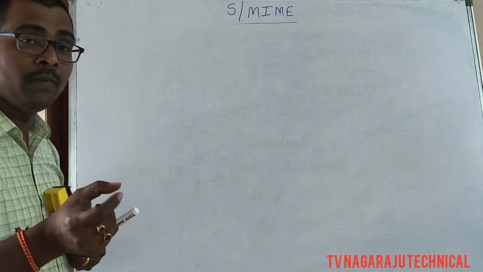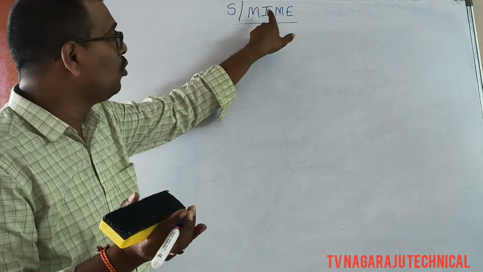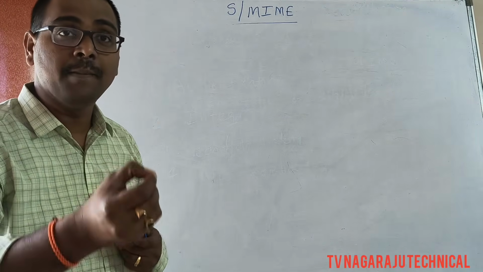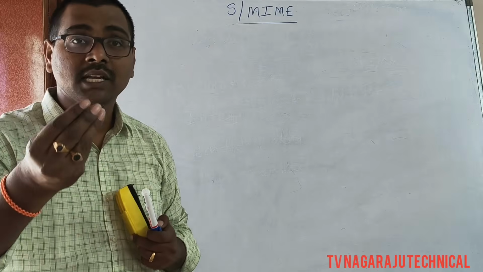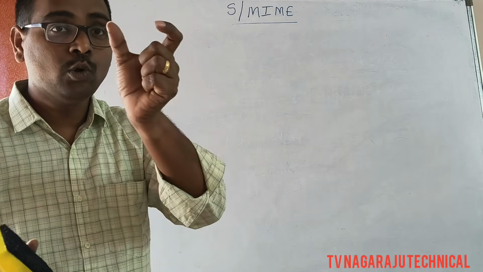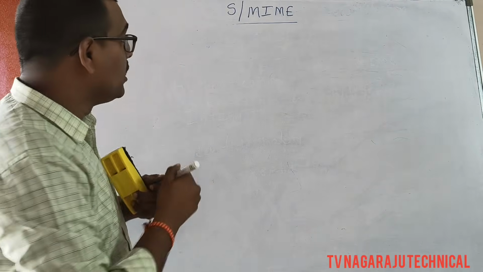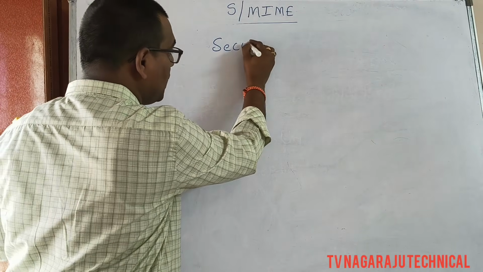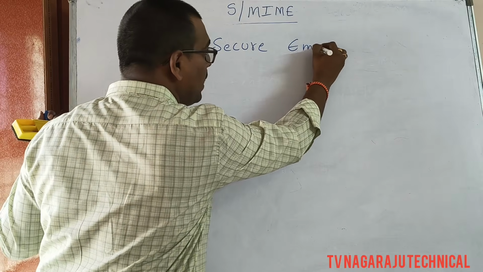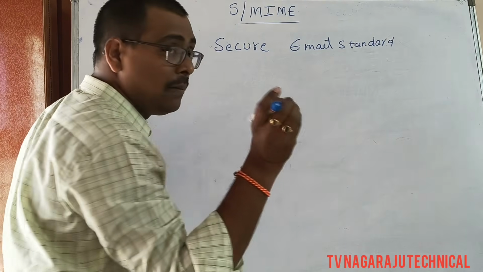What is the problem? During normal communication through MIME, the messages may be intercepted, or the messages may be damaged, or the messages may be forged. Now, to avoid such a problem, SMIME is introduced. So, SMIME is simply a secure email standard.